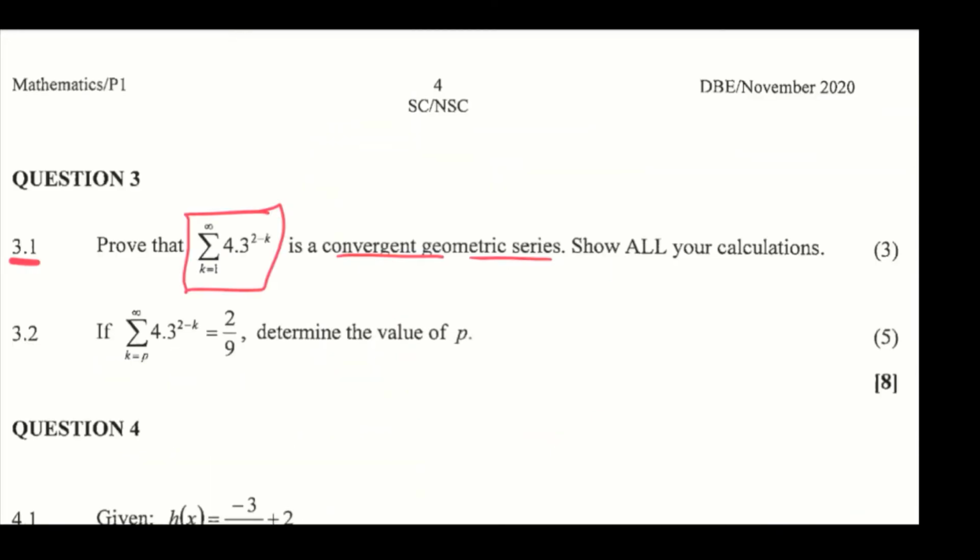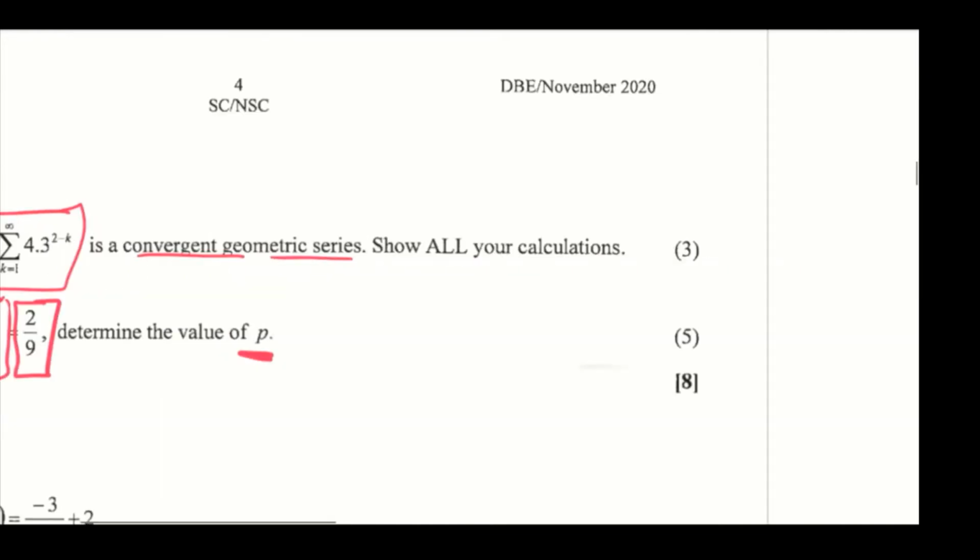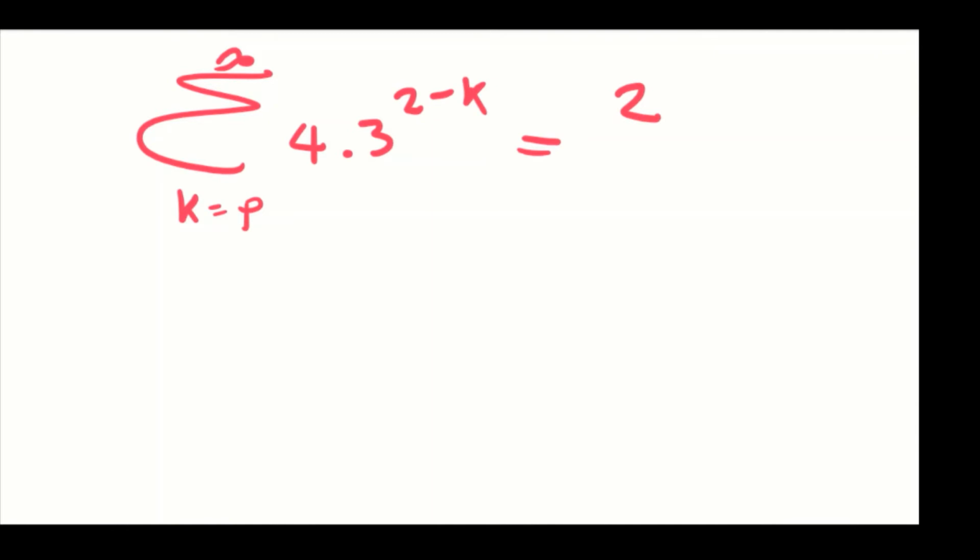So now we're going to do 3.2, where we are told that this sum here, which if you take a look is the same as the previous one, just that it starts at k is equal to p, right? So if the sum is equal to 2 over 9, we must identify the value of p, right? So we have the sum to infinity from k equals p of 4 times 3 to the power of 2 minus k, equal to 2 over 9. So we know that the sum to infinity is equal to 2 over 9. That's the first thing that we know.